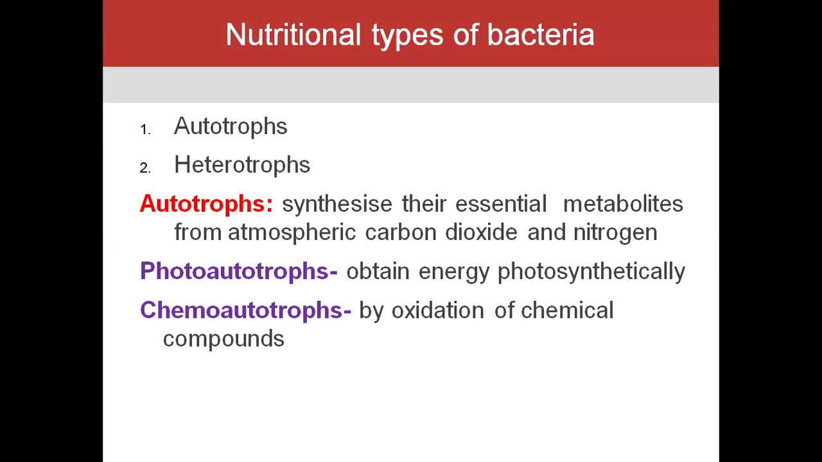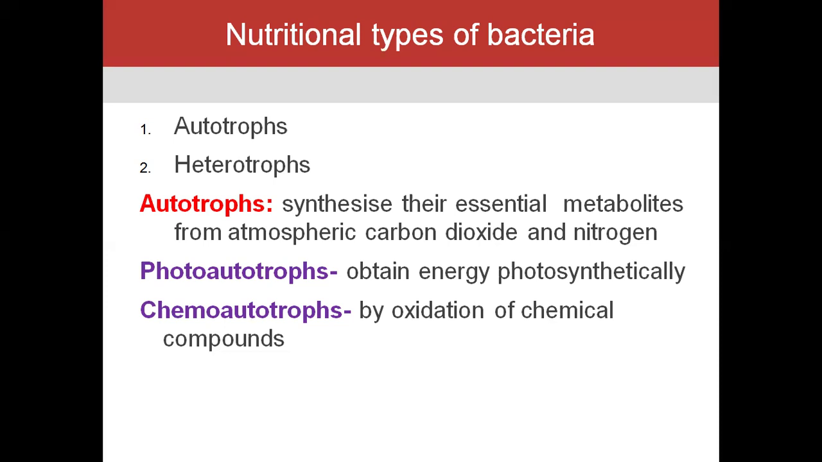Next, nutritional types of bacteria. Based upon the type of nutrition, the bacteria are mainly classified into two types. The first one, autotrophs, and the second one, heterotrophs. So what is meant by autotrophs? Autotrophs means they synthesize their essential metabolites from atmospheric carbon dioxide and nitrogen. Auto means self.